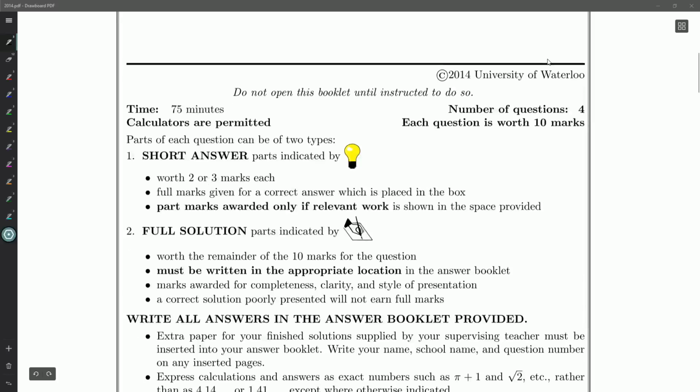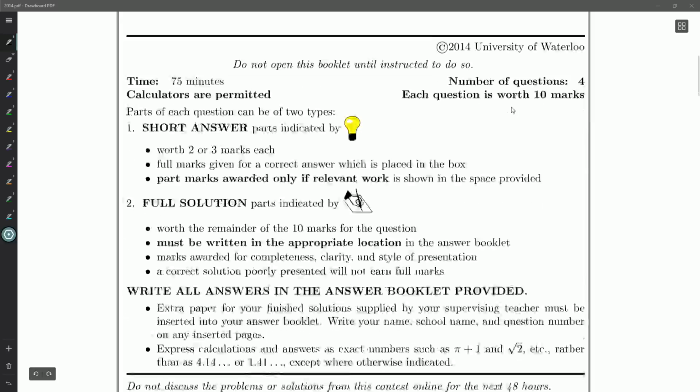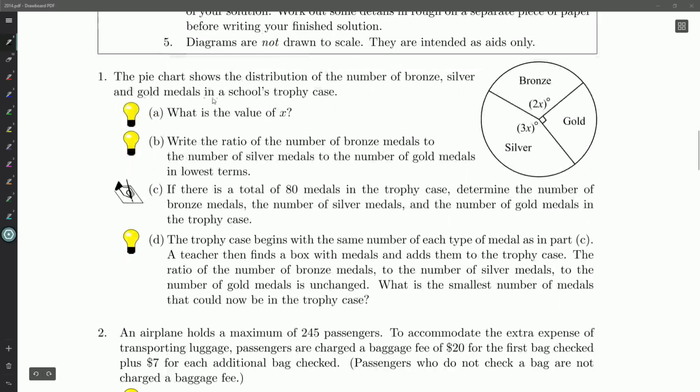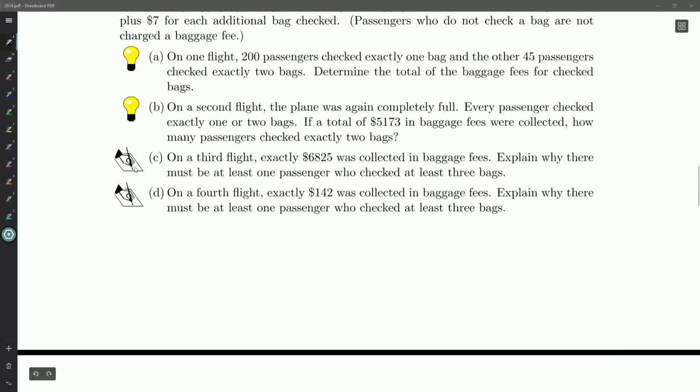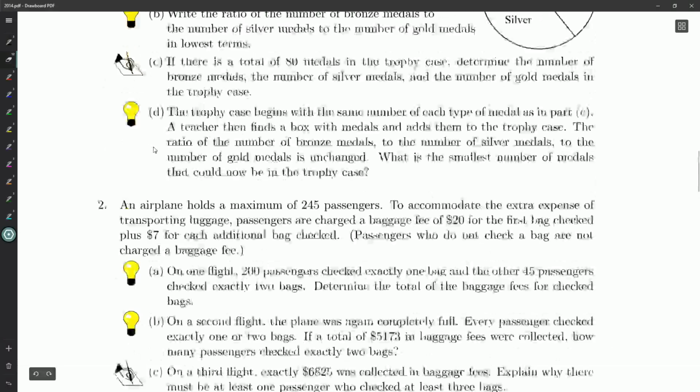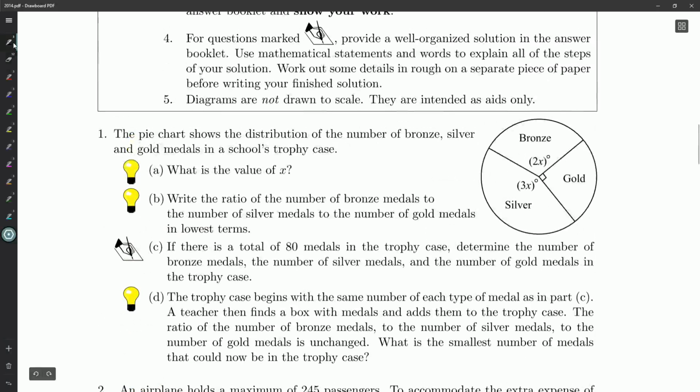As with all the Fryer, Galois, and Hypatia contests, you have an hour and 15 minutes. You can use calculators. And we do need written solutions. Now, the light bulb questions, as you can see here, just require a short answer, whereas written questions, symbolized by the handwriting on paper, require full solutions, justification, everything. Okay, we'll just go one question at a time. So for this first video, we're going to go through question number 1, which has three light bulbs, and then C here is a written solution style question.